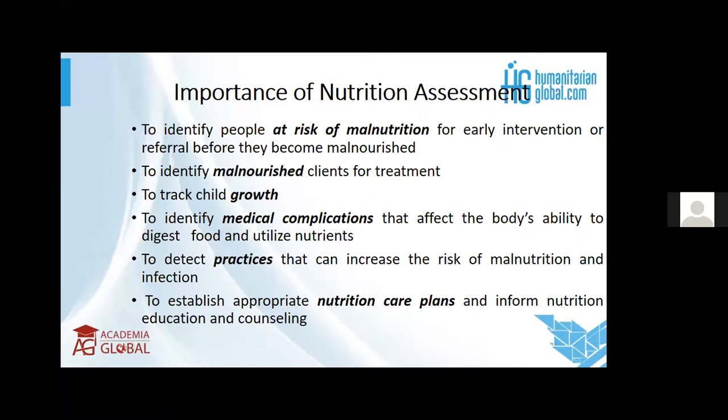Now, when we do a nutrition assessment, we get to know the nutrition status, we get to know the nutrition problem and where it is, and that is why it is important, because now we come up with an appropriate nutrition care plan, and we are able to inform the individuals or the groups through nutrition education and counseling, which is also a unit that we offer here at the Human Global Organization. We are able to also inform these people through educating and counseling them about how to deal with the nutrition problem. We'll have the solutions to their nutrition status problems that are related to health issues.